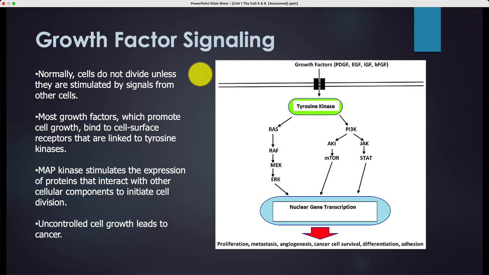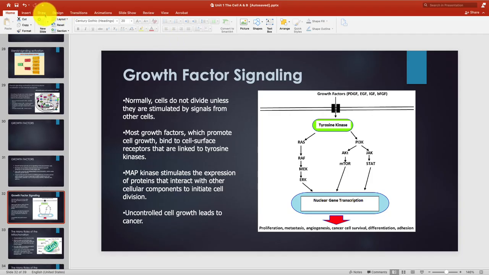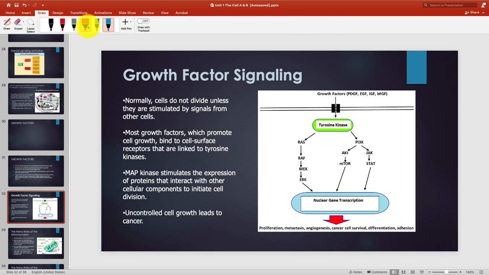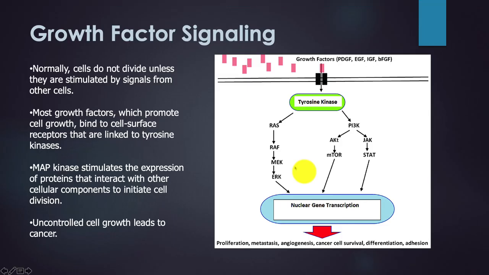Normally, cells do not divide unless they are stimulated by signals from other cells, which is this growth factor molecule. Let's imagine for a moment here. Here are the growth factor signals. They're circulating on the outside of the cell, and they want to bind right there. And when they bind there, we have signal transduction, and now the cell knows that it is time to do something associated with growing or dividing or building.